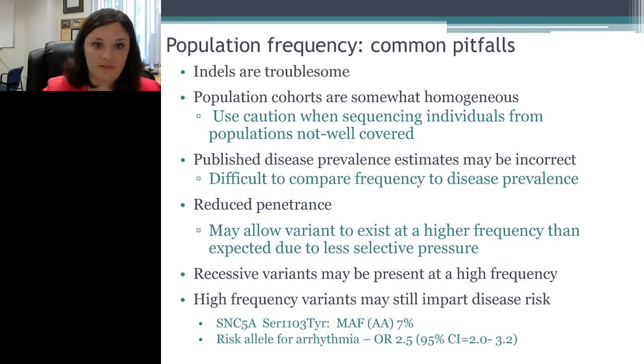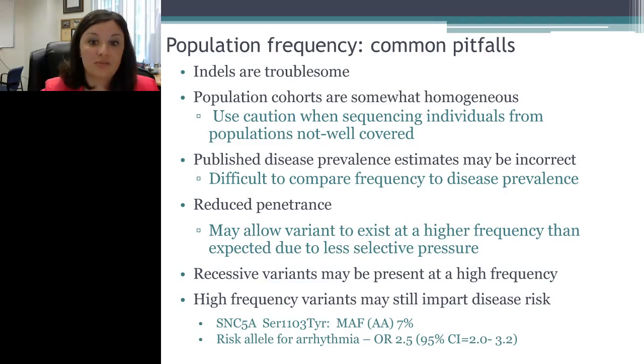There are a lot of common pitfalls in looking at population frequency. So the first one is that indels are troublesome, and this is because of the way that insertion deletion variants are aligned. So sometimes it can be very difficult to tell if these variants are actually absent from public databases, because sometimes the data quality isn't all that good, and so it may look like the variant isn't present in some of these databases when in fact it was just a data quality issue.